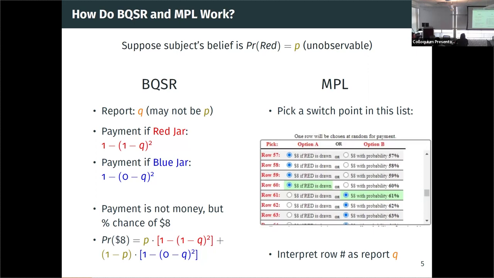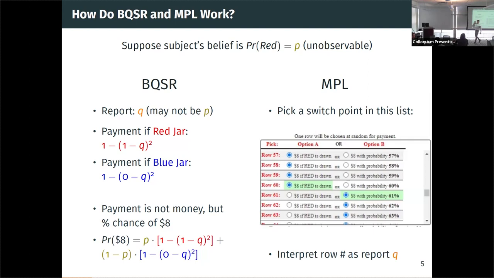And so we are just going to have them fill out this list. For simplicity, I'll just enforce a single switch point. So you just click here, and it automatically fills out everything to the left and everything over here on the right. And I'm going to interpret your switch point as your probability of the red jar. Okay. Any questions about these two mechanisms? I'll go into more detail a little bit later, but that's the idea.